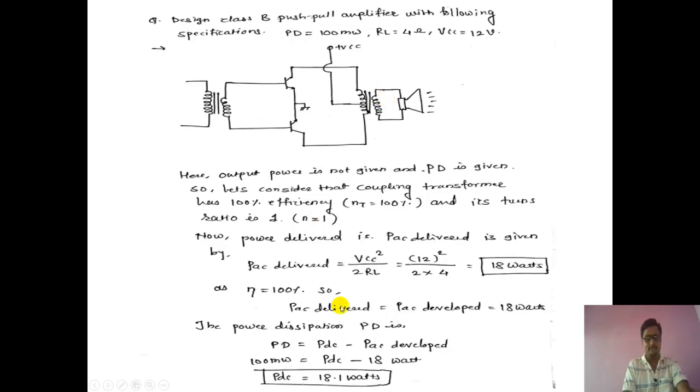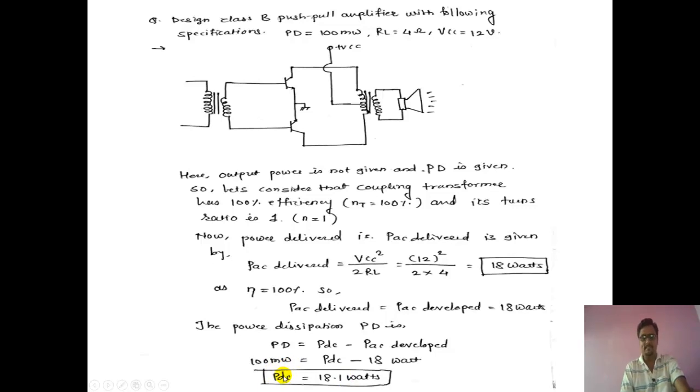So now I have PAC delivered and PAC developed, and I have power dissipation too. Power dissipation is given, that is 100 milliwatt. Now what is the equation of power dissipation? Power dissipation is PDC minus PAC developed. PAC developed is 18 watt, and power dissipation is given, so I can calculate PDC. It is 18.1 watts. Now PDC is known.